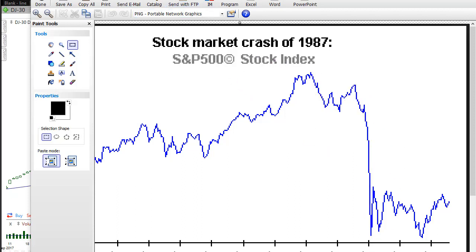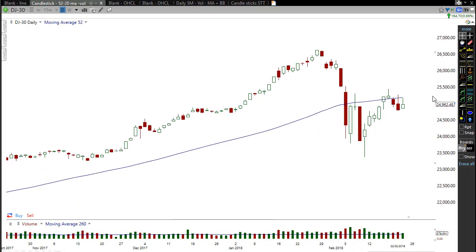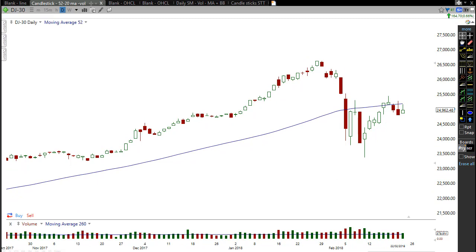Now if we go back to the Dow Jones chart, we can see what the market did. Let's squeeze this up here. The market ran down, created a low, ran up, made a high, came down, made a lower low, ran up, made a high, and now it's just heading down.